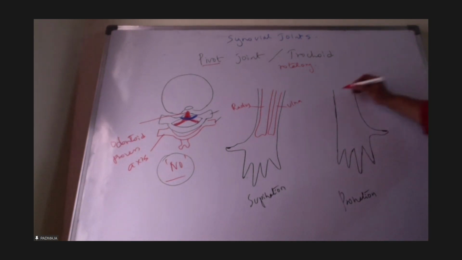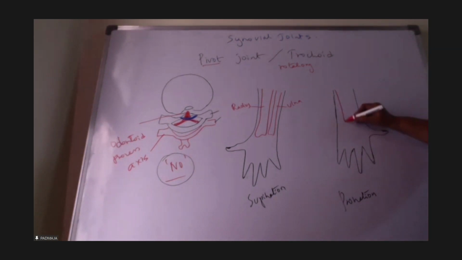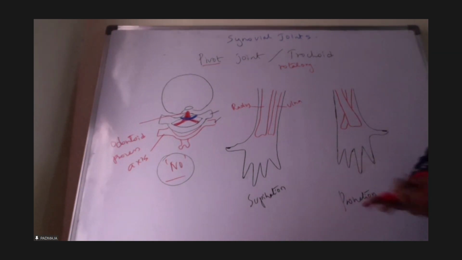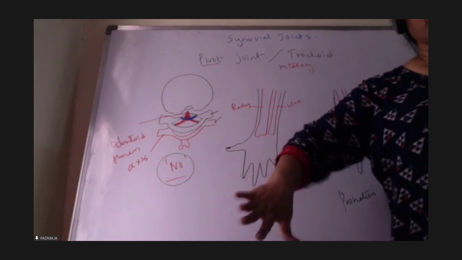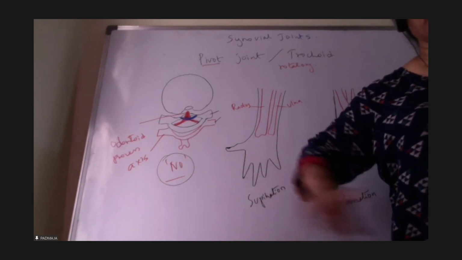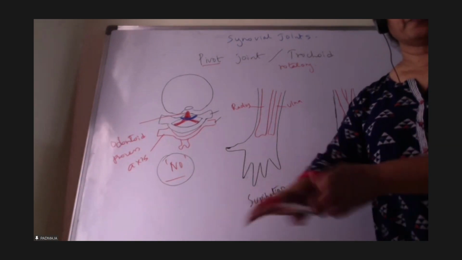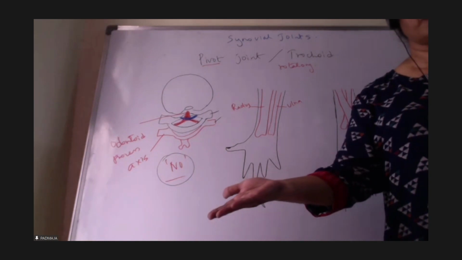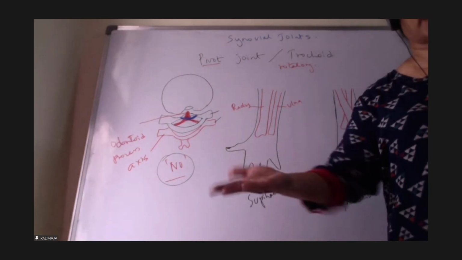Radius overlaps the ulna. Radius overlaps ulna. So that rotation of the radioulnar bones near the elbow allows your hand to make a side to side rotation.